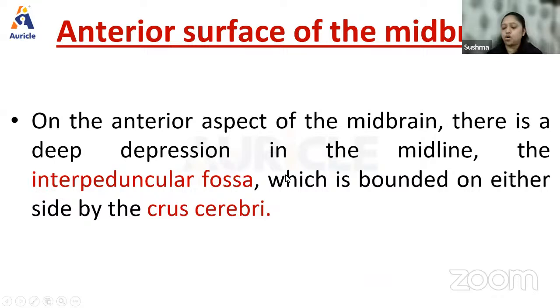Okay, now let's talk about the anterior surface of the midbrain. Until now, what I was teaching you, I had the specimen in my hand, I removed the cerebellum, and this is what I was looking at, corpora quadrigemina. Now turn the brainstem around and see what is there in the anterior surface. On the anterior surface, there is a depression which is called the interpeduncular fossa.